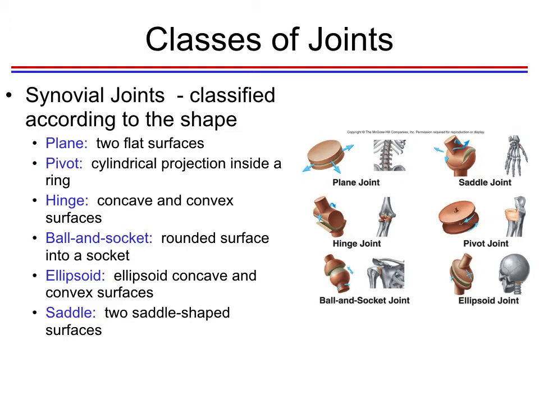Hinge joints have a concave and a convex surface and allow movement again in one direction. Ball and socket joints have a rounded surface in a cup-shaped socket, very mobile joints. Ellipsoid joints, again, have a concave surface and a convex surface, but this time it's an oval or egg-shaped surface. And then saddle joints have two saddle-shaped surfaces.